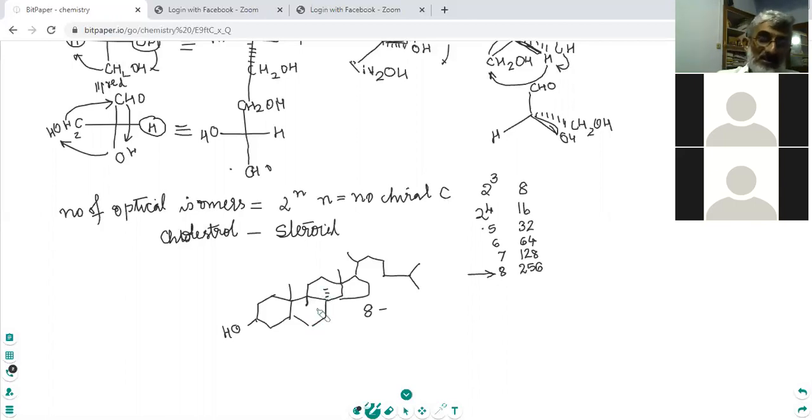Only one possible structure is cholesterol, and the elucidation of this structure of cholesterol has resulted in 2 Nobel Prizes in chemistry. One Nobel Prize was given for proposing the first structure with the chemical evidences.